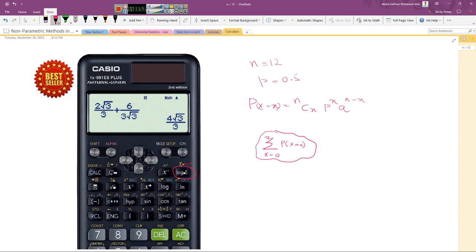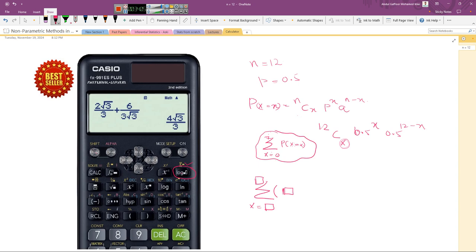After that, this is how your display will appear: summation x is equal to box, and here also box and bracket. Now the cursor is here, and you have to type everything coming here. So 12 Cx, where x can take any values from 0 to 7, so we have to add all of them. Probability 0.5^x and 0.5^(12 minus x). So this is what we have to type.